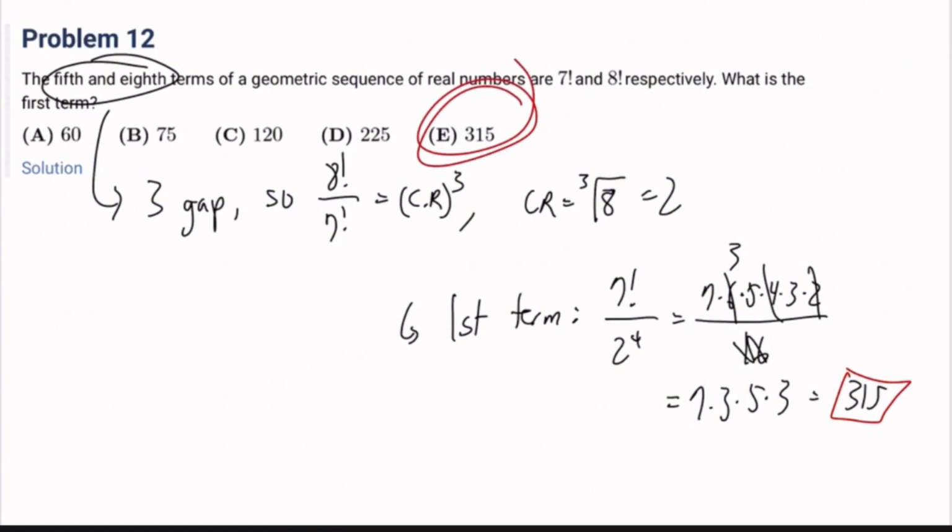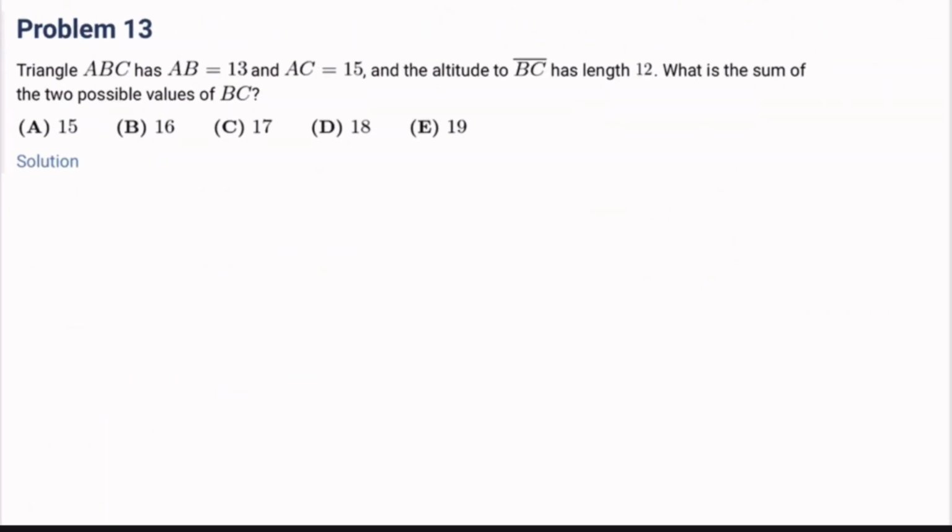It's E. Number 13. Triangle ABC has AB equals 13 and AC equals 15, and the altitude to BC has length 12. What is the sum of the two possible values of BC? We just want to pull out a diagram here. This will be A, this will be C, and either this or this can be B. That's because we know that AC is 15 and AB is 13, and the altitude is 12. That means this is 12.